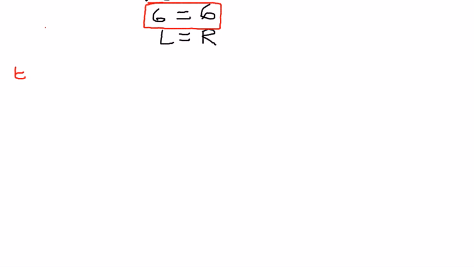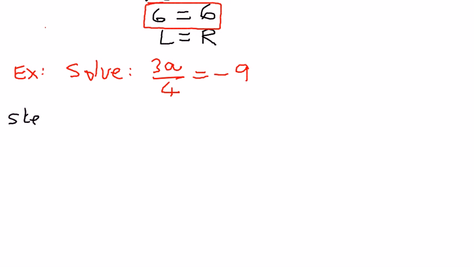Let's take another example. This time, let's say we want to solve 3a divided by 4 is equal to negative 9. We want to solve for a. So we'll write it down in these different steps. We want to isolate the a term and get rid of this 3 over 4.